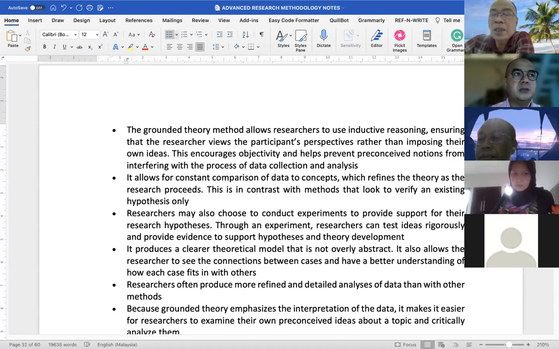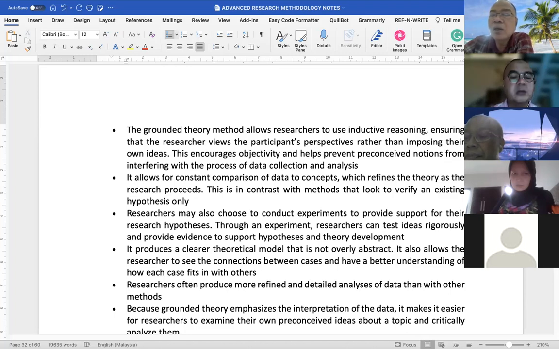The second type is an open-ended interview. Open-ended interview, usually you have like 3 or 4 questions only. The rest of the questions, the researchers follow from the answers given by the respondents. For example, the respondents answer this way, and then you follow up the questions based on the answers given by the respondents.